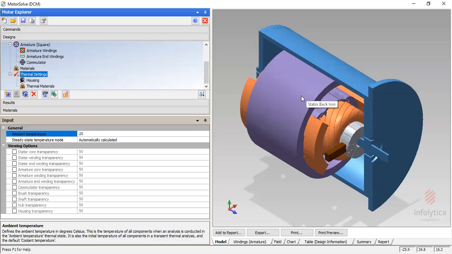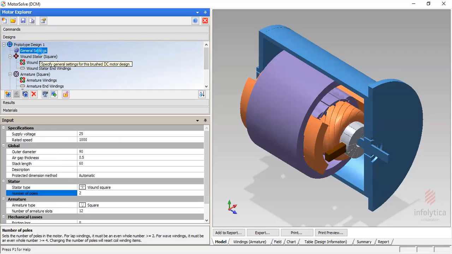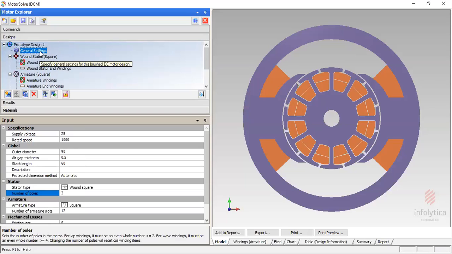So the major part we are discussing here is the stator and the rotor. The stator will have a winding, and the rotor will have a winding. The windings are classified into two types: one is the lap winding, and the other is the wave winding.